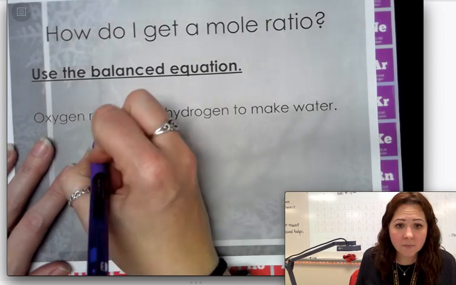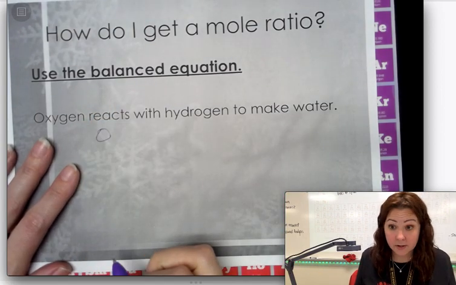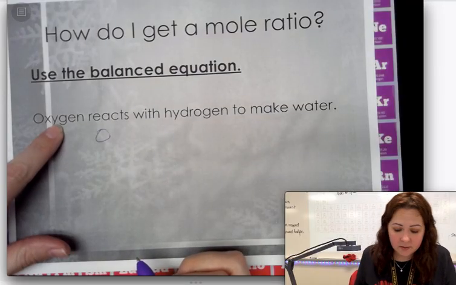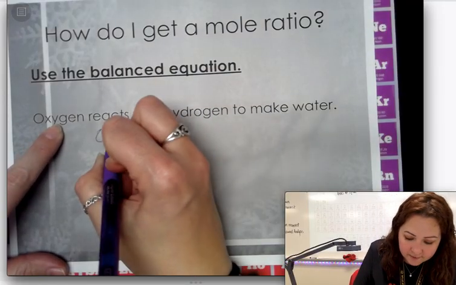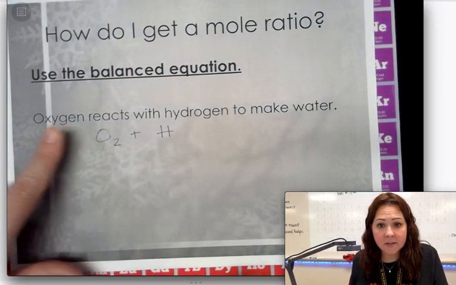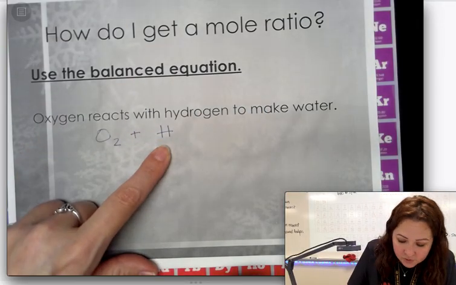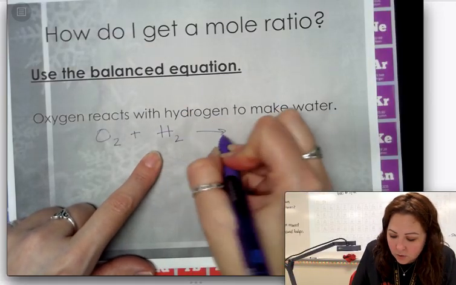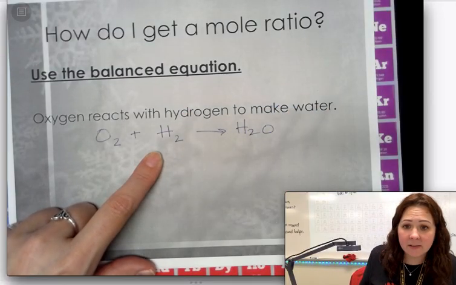Oxygen is O. The only time you have a number with your symbol is if it's in Brinkelhoff, your diatomic elements. Oxygen is in Brinkelhoff. It's reacting with hydrogen. Again, we have a single element. That one is in Brinkelhoff as well. It gets a 2, and we are making water, H2O. Now we have to balance this reaction.